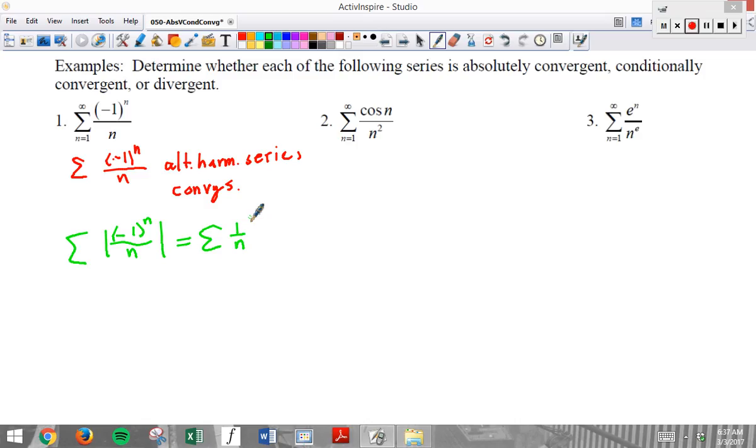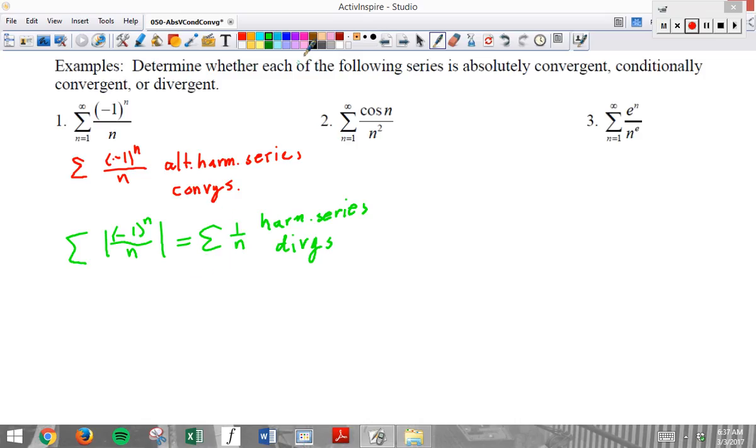Which is that guy. And you may have already known that this guy is what we would not call the alternating harmonic series, but the OG harmonic series. Which diverges. So this is the first kind of case. The original series converges. The absolute series diverges.